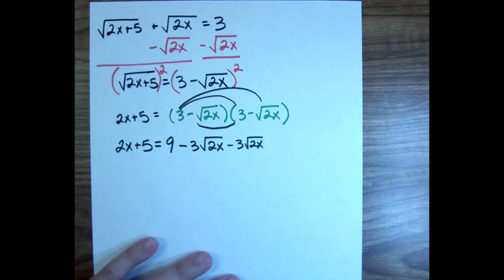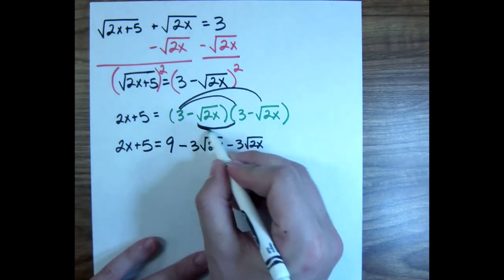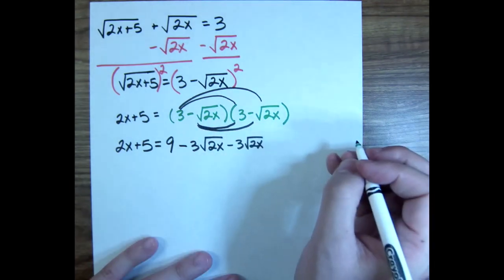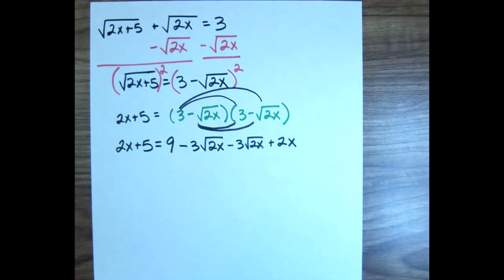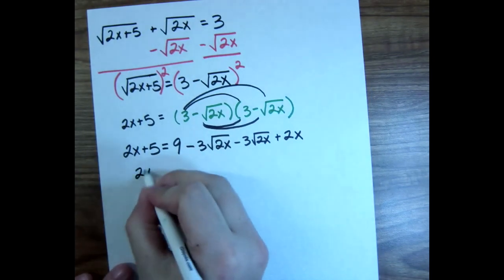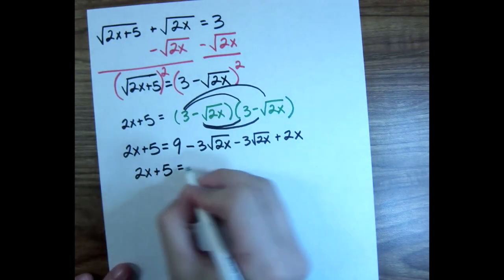The last part's not bad. What's the square root of 2x times the square root of 2x? Yeah, 2x, and it's negative times negative, so positive. And the two things in the middle, negative 3 root 2x minus 3 root 2x, are like terms. I can combine those. So I guess, for lack of a better option, let's go ahead and do that.